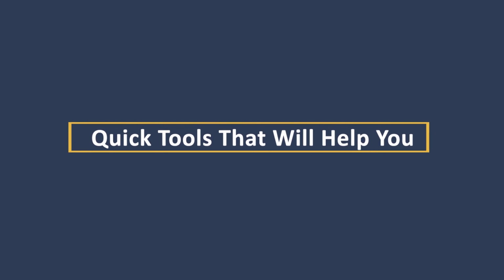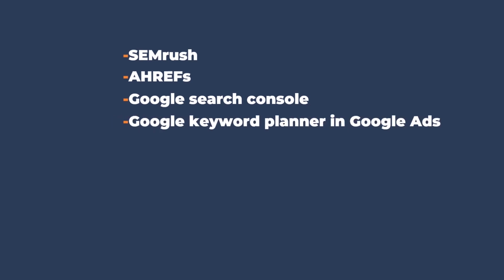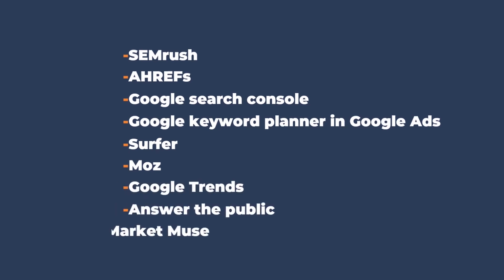Which brings us to point number 3, quick tools that will help you both identify opportunities and implement. Now, an SEO's tool belt is often revealing to their ability and their skills as an SEO. For on-page SEO, you really want to invest some time and possibly some funds into the following: SEMrush, Ahrefs, Google Search Console, Google Keyword Planner inside Google Ads, Surfer, Moz, Google Trends, Answer the Public, and MarketMuse. Now, this isn't even close to all the on-page SEO tools out there, but certainly these tools will help you get started.